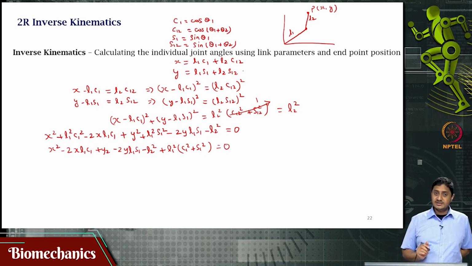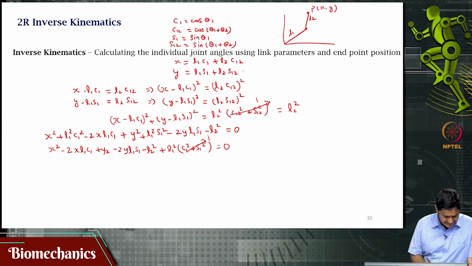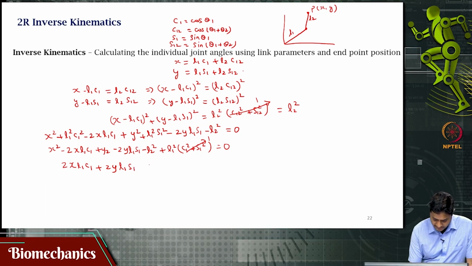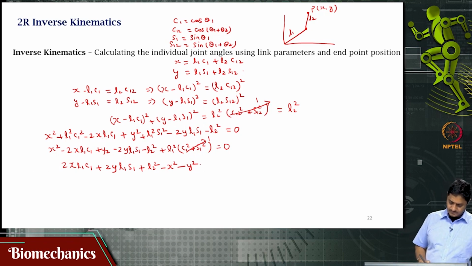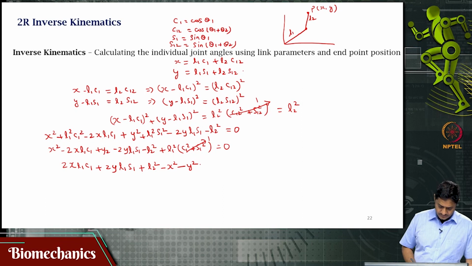Now, C1 squared plus S1 squared is 1. Because of this, that whole factor will vanish to 1, so I will have only L1 squared. Now, rearrange this slightly and multiply this whole equation by minus 1, just for convenience. I have this as 2x L1 C1 plus 2y L1 S1 plus L2 squared minus x squared minus y squared, and here we have left out a y squared here. Okay.